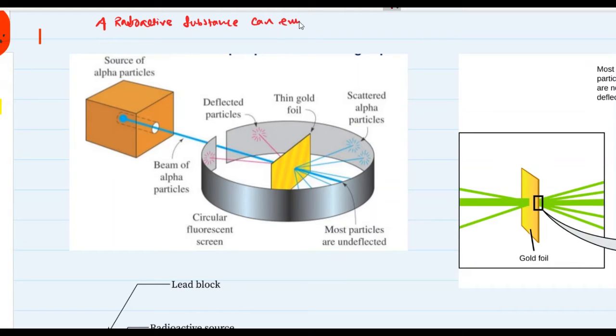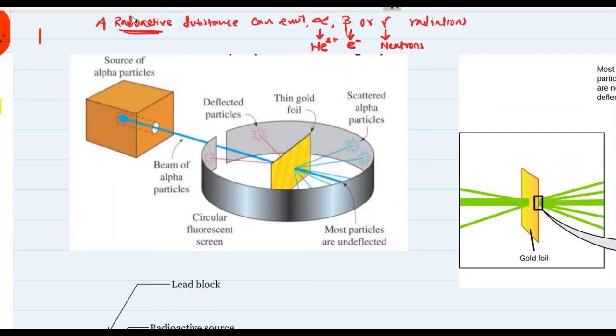can emit alpha, beta, or gamma radiations. You will study this in higher classes. Alpha radiations, I just told you, are helium nuclei, doubly charged helium atoms consisting of 2 protons and 2 neutrons. Beta radiations are electrons and gamma radiations are neutrons. So a radioactive substance can emit alpha, beta, or gamma radiations.